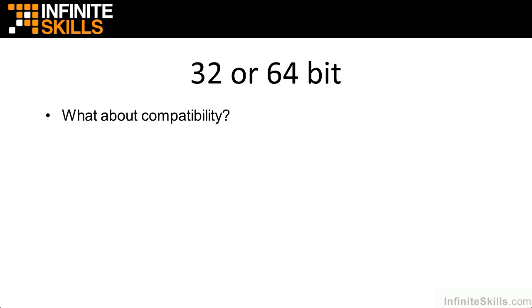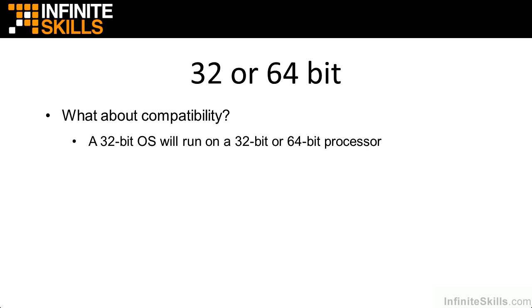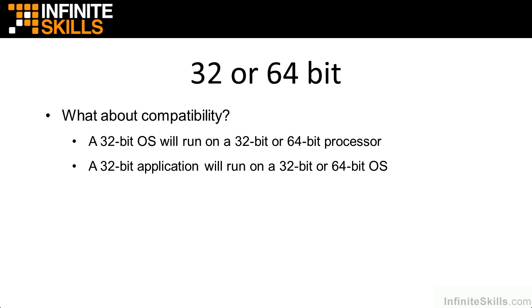Here's the big question everybody has. What about compatibility between 32 and 64-bit operating systems, applications, processors, and so forth? If you have a 32-bit operating system, it will run on either a 32 or 64-bit processor. So if you go out there and buy a laptop or a desktop that has a 64-bit processor, you can run a 32-bit operating system on that 64-bit processor. No big deal. If you have a 32-bit application, say like a 32-bit version of Office, it will run on either a 32 or 64-bit operating system.